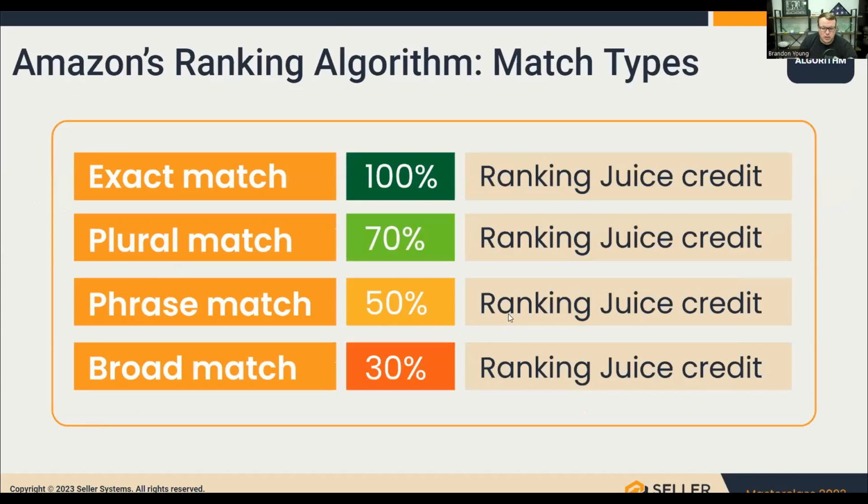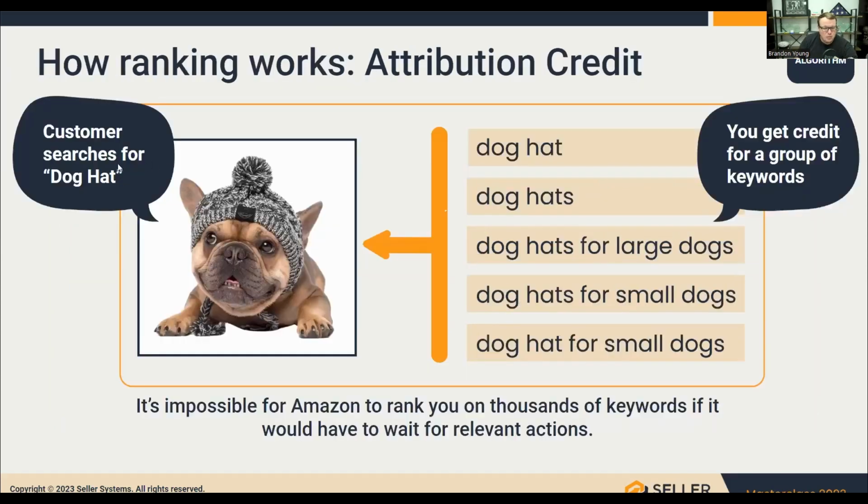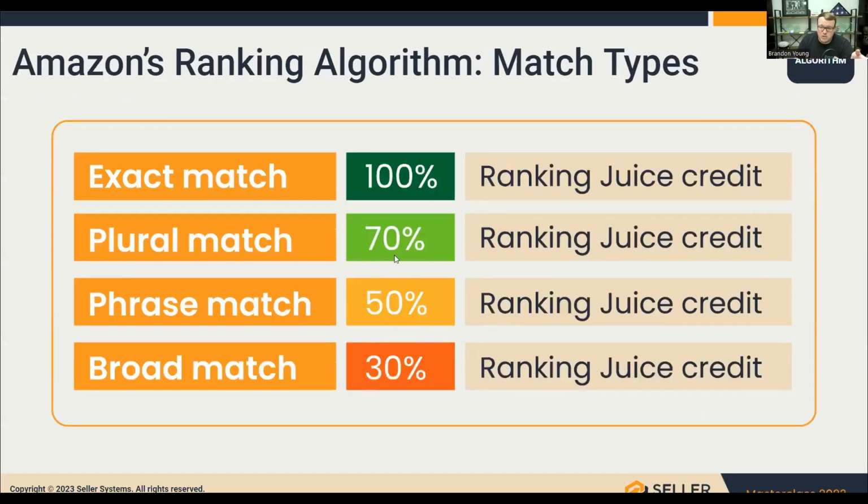We've got a phrase match here where you get 50% credit. We've got dog hats, dog hat for small dogs here. So if they search for dog hat, I'm going to get phrase credit for dog hat for small dogs because I have dog hat in it. I have this phrase in it in exact form and in the same order. Now, dog hats for large dogs and dog hats for small dogs, I would get a phrase plural match, which would be 50% times 70%. So it'd be even less.